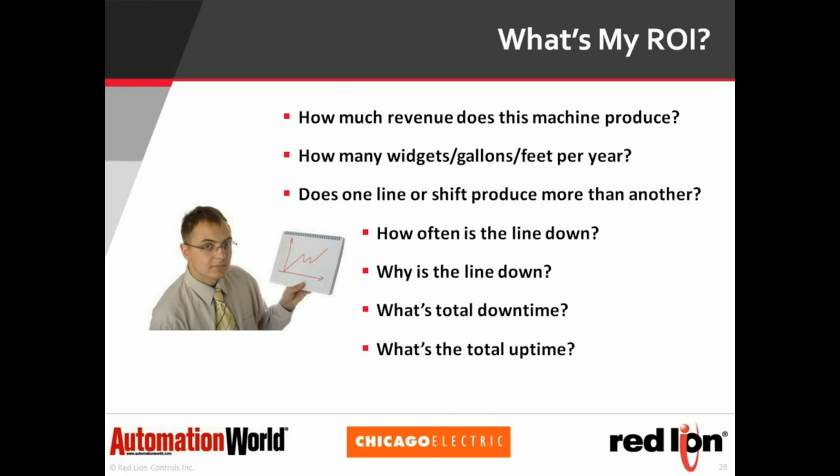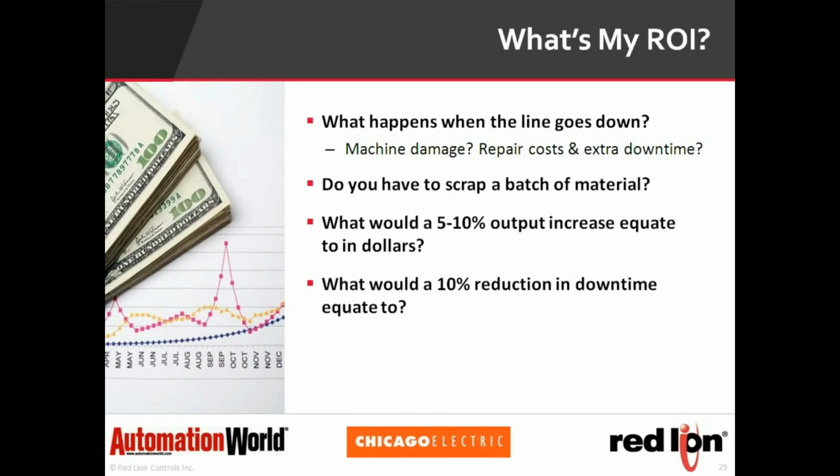Does one line or shift produce more than another? Yeah, that's probably the case in most organizations. But do you know why that one line produces more than another? And what tools can you put in place to find out? How often is the line down? Why is it down? What's the total uptime and downtime? All important factors.